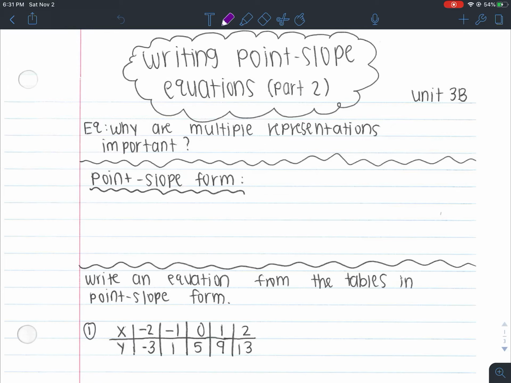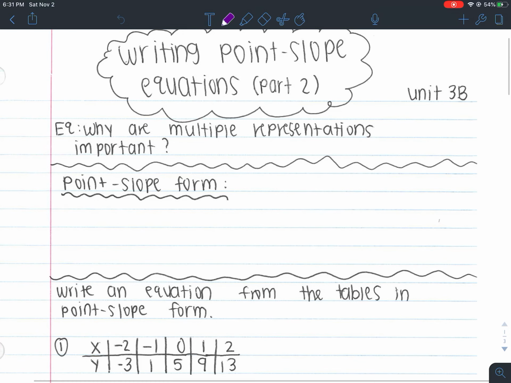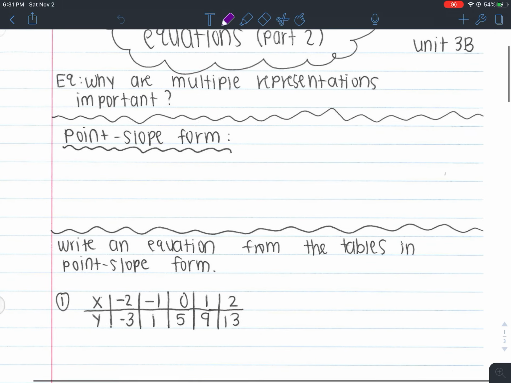Hey guys, welcome to the notes for writing point-slope equations. This is the second part for these notes because we used point-slope in one day and now we're going to use point-slope in another way. So our essential question is, why are multiple representations important?